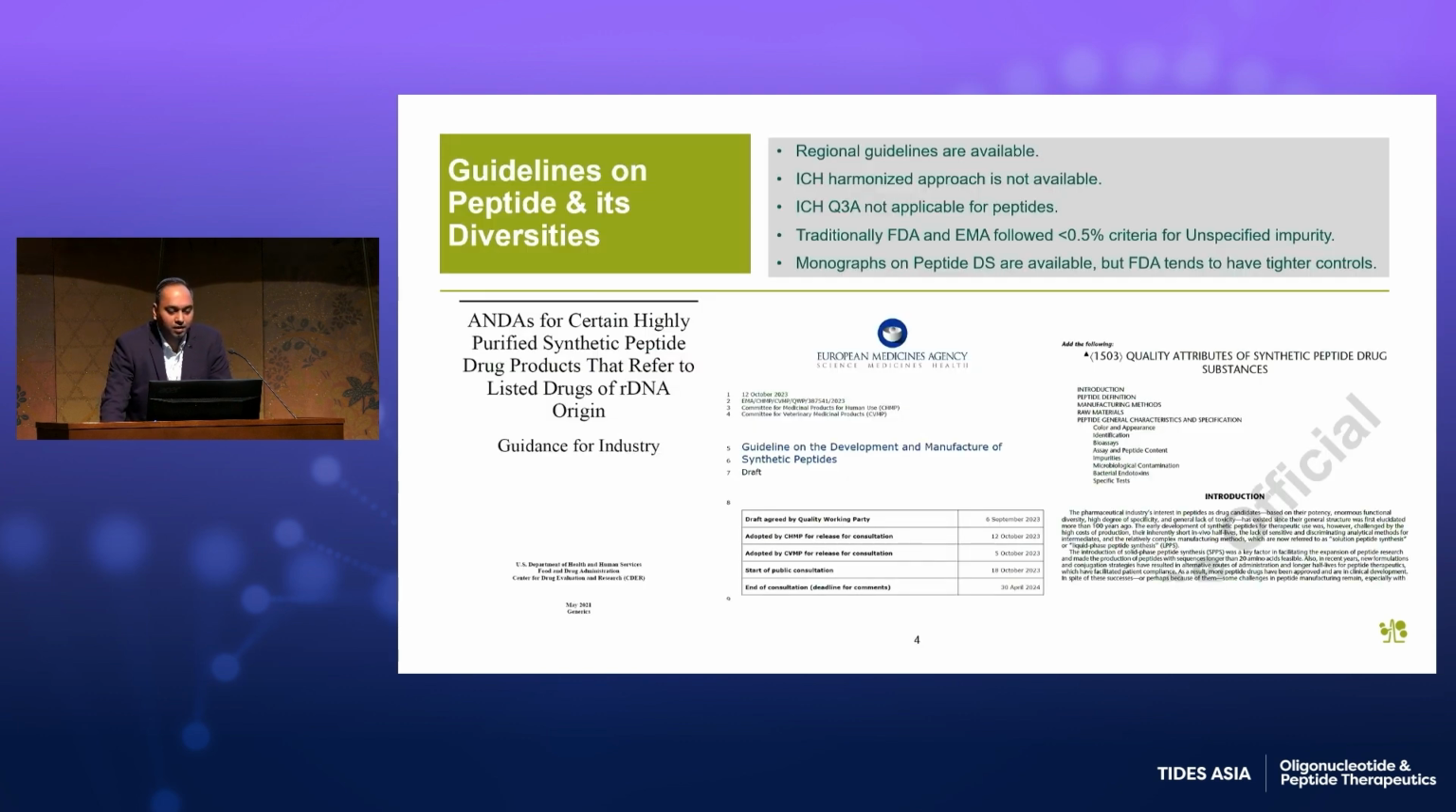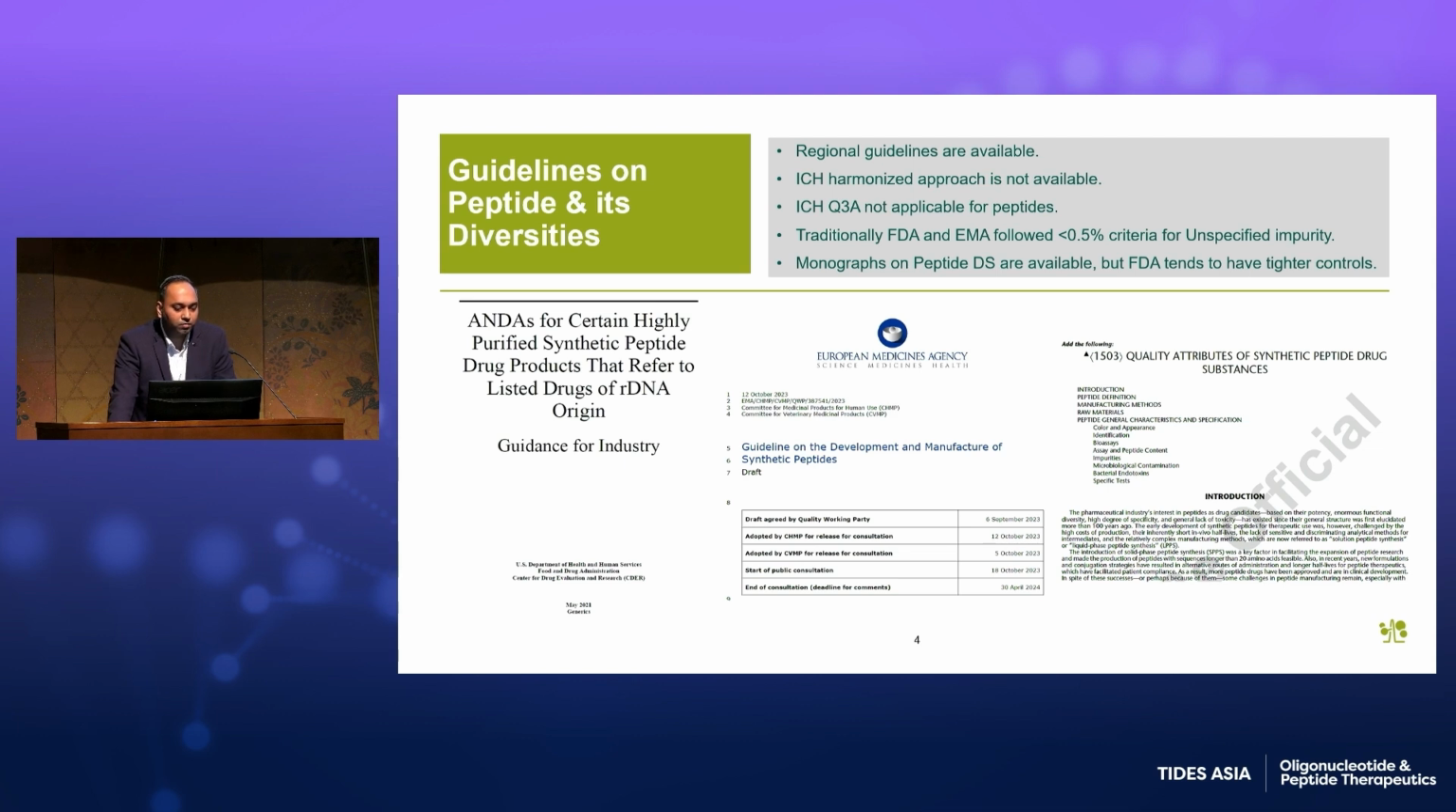So if you Google the guideline on the peptide drug substance, you will come across these guidelines. These are not new. You have the FDA guideline on synthetic versus rDNA origin, which was published in October 2017 and was official from May 21. You have the EMA draft guideline of October 23. You have USP General Chapter 1503, which describes critical quality attributes and characterization requirements.